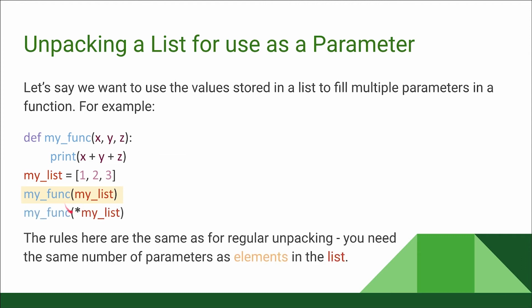is I can add a little asterisk before the name of my list variable. So if I say myfunc and the parameter is asterisk myList, it's going to unpack the values in that list into the 3 parameters in my function. And the rules here are the same as unpacking regularly. You need to have the same number of parameters in your function as you have elements in your list. Otherwise, you'll get those same errors as I showed on the previous slide.